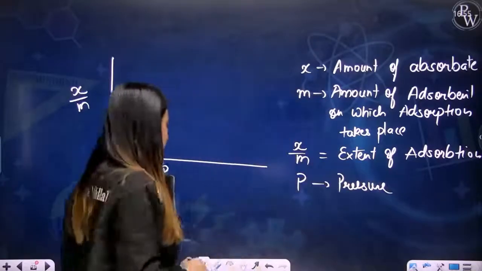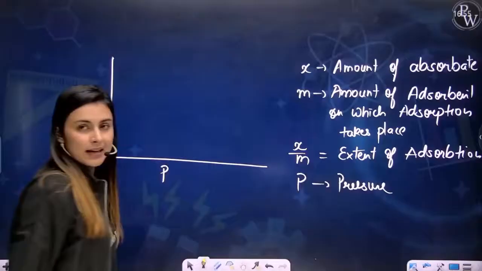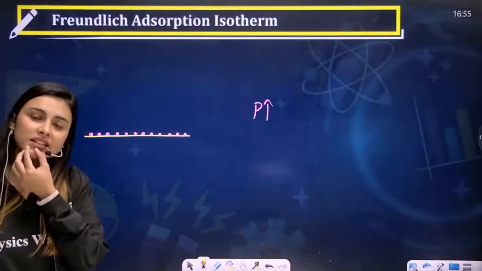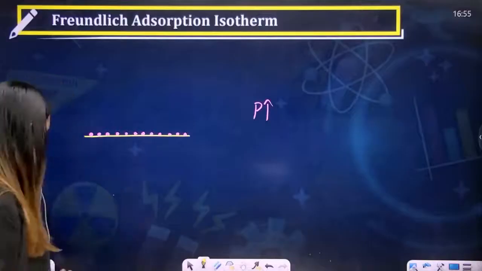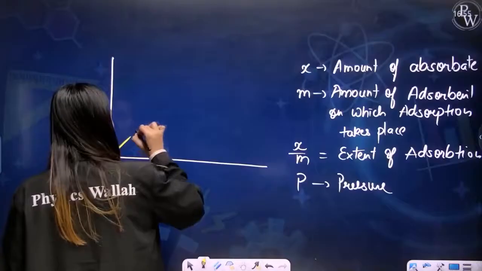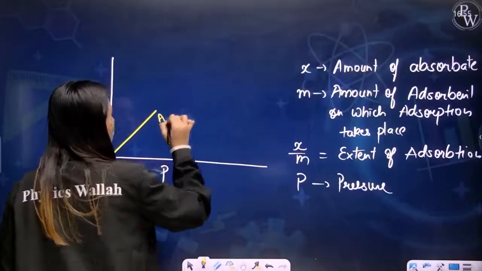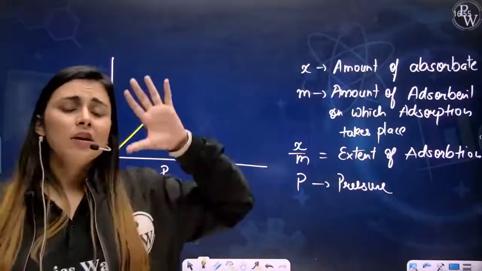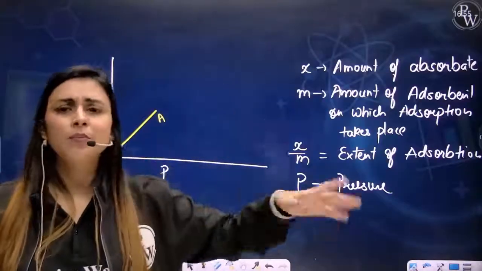Now let's try to understand it. Okay, so now my dear students, you know that if you increase the pressure, the extent of adsorption will increase, right? Yes. So for the static part, let's say this is O. From O to A, the more you increase the pressure, the more the adsorption will increase. So ma'am, I can say that adsorption is directly proportional to the pressure.